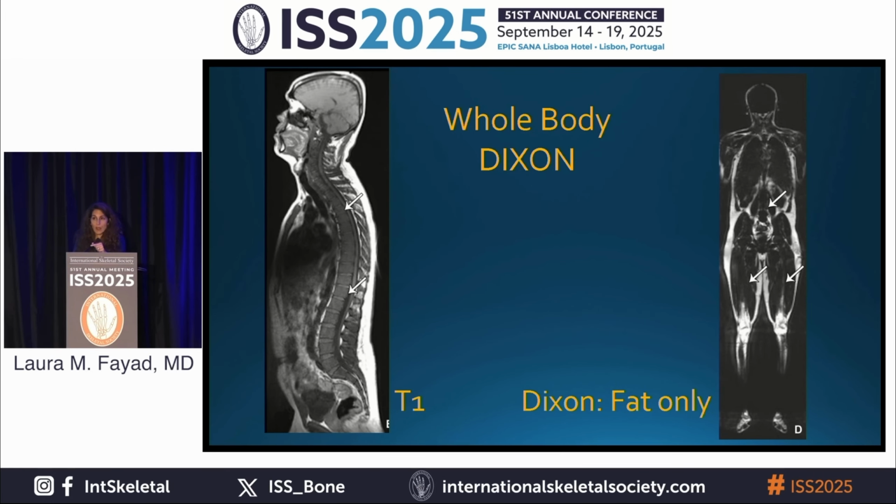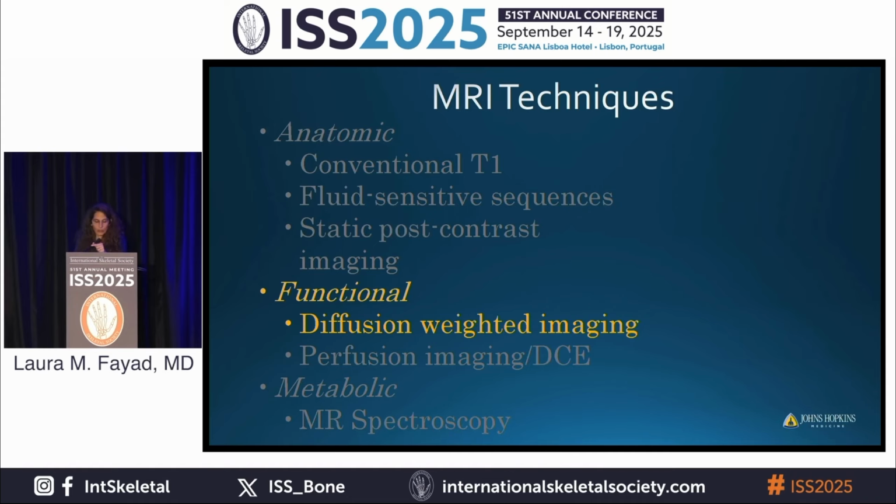And the nice thing about chemical shift imaging is you can implement it in the whole body setting. And so on this fat-only image that you see, over here, you see there's no fat in the metadiaphysis of the femur, the epiphyses, the spine. So this is a patient with widespread marrow replacement or leukemia.